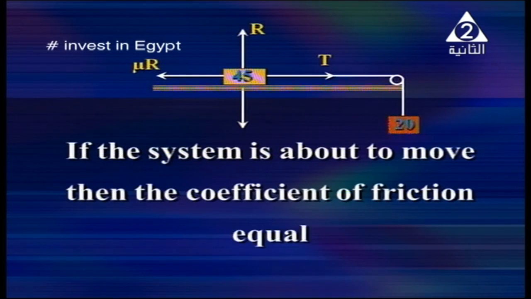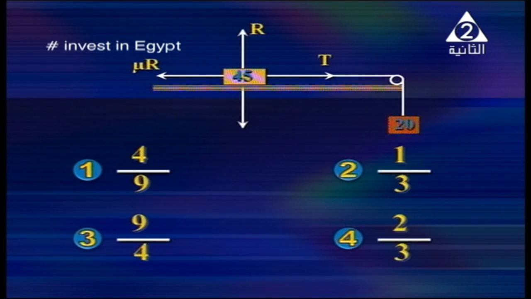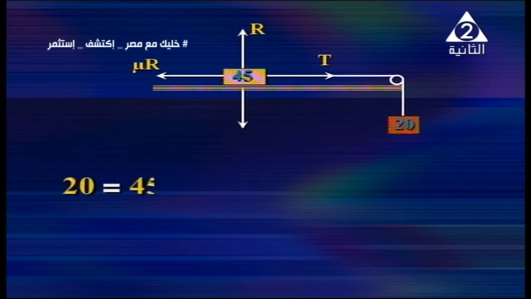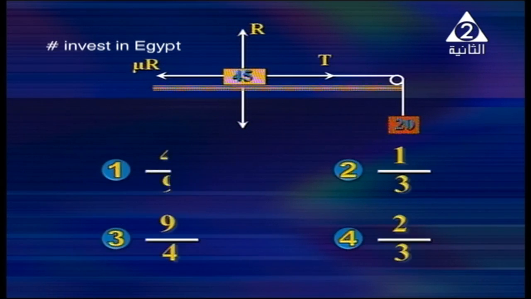Look, my dear student, if the system is about to move, then the coefficient of friction equals what? Is it 4 over 9, or a third, or 9 over 4, or 2/3? Look, my dear student, what is the value of T? It equals 20. Then mu R equals 20. 20 equals 45 mu. What is the value of mu? 20 over 45 in simplest form equals 4 over 9. Then the answer is 4/9.